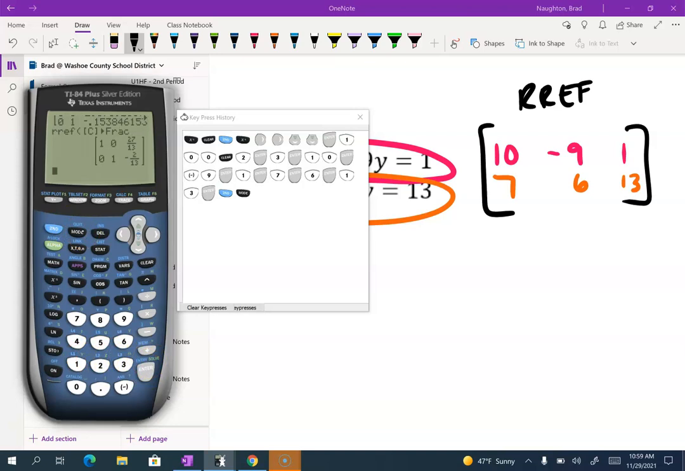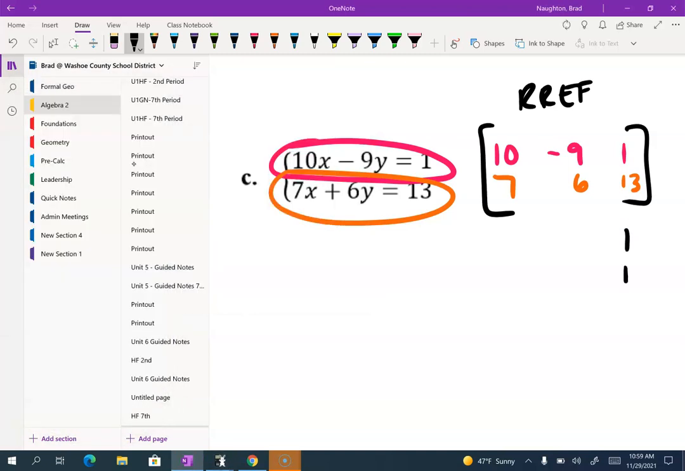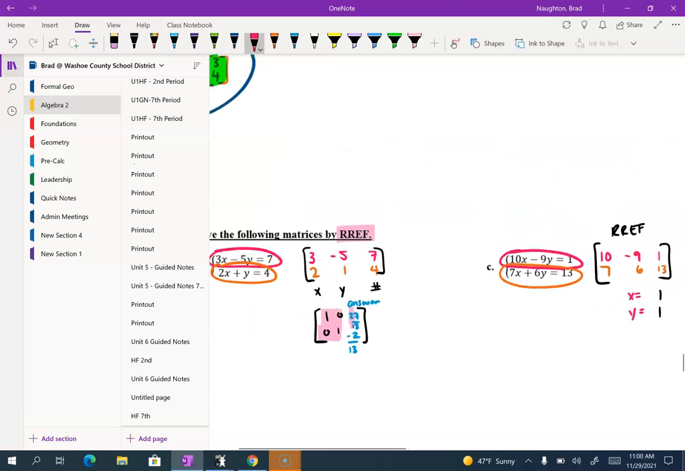Now the nice thing is that you just did that RREF right up here. So remember, use the arrow keys again. Go up, up, highlight it, hit enter, and then boom. So remember, it's got to have that identity with the zeros and ones, and then this is our answer right here. So the answer is 1, 1. So what that means is x equals 1, y equals 1. Cool? I really like the RREF because it's faster.